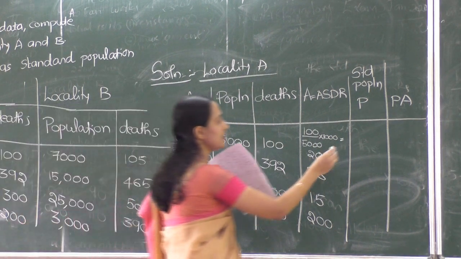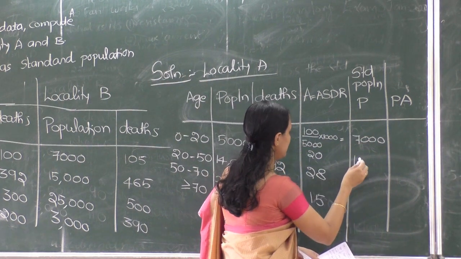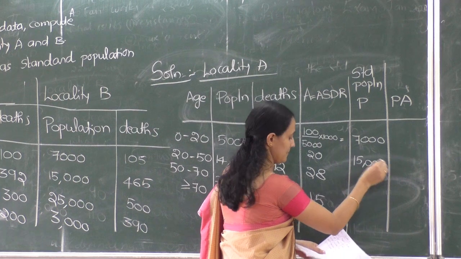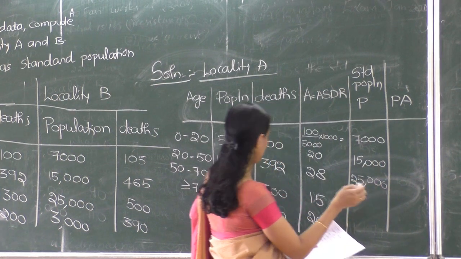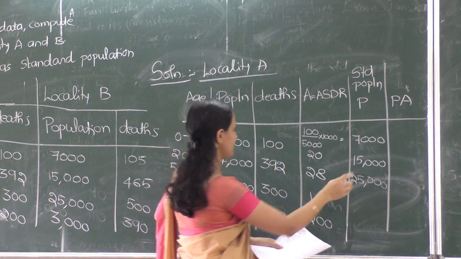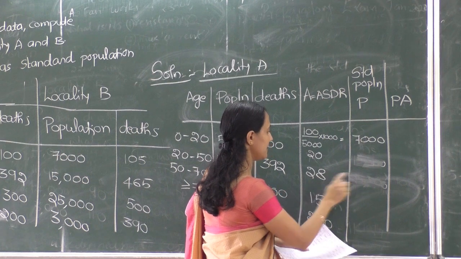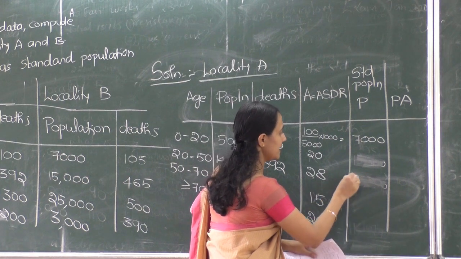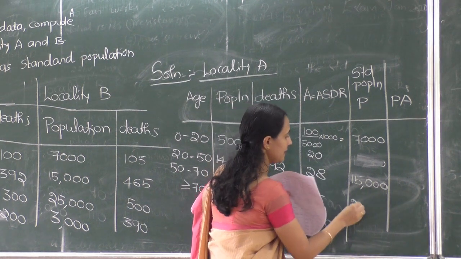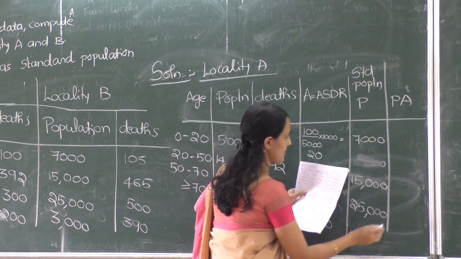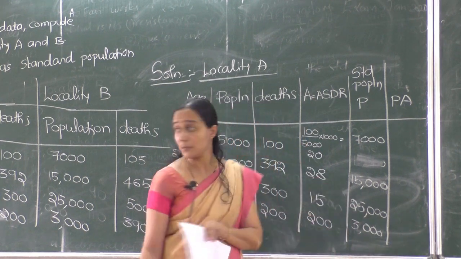So 7,000, 15,000, next 25,000, next 3,000. This is the standard population.